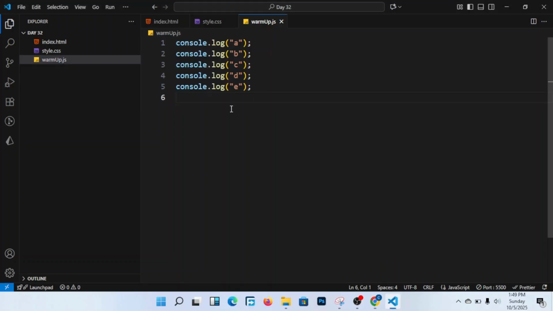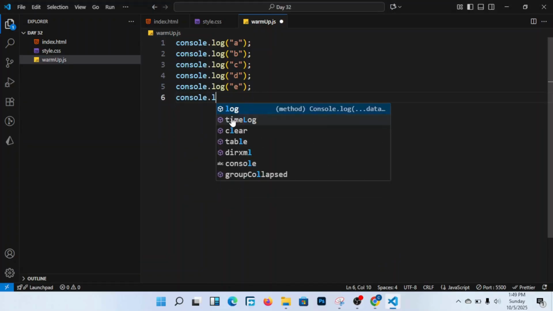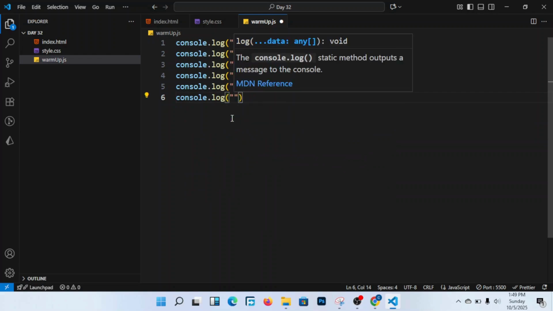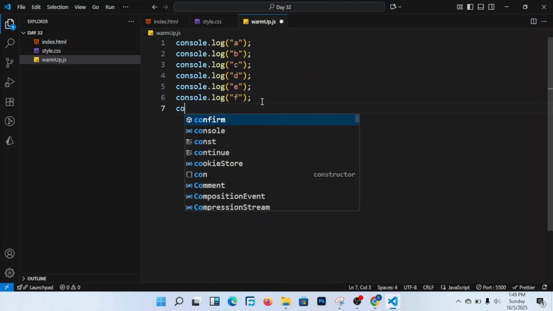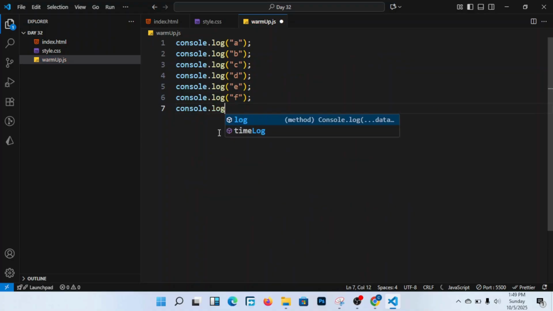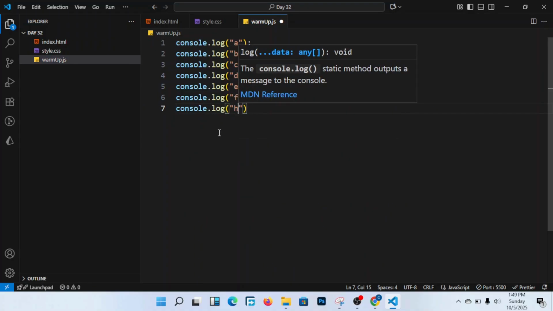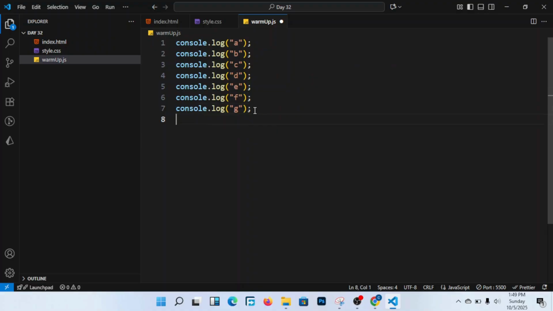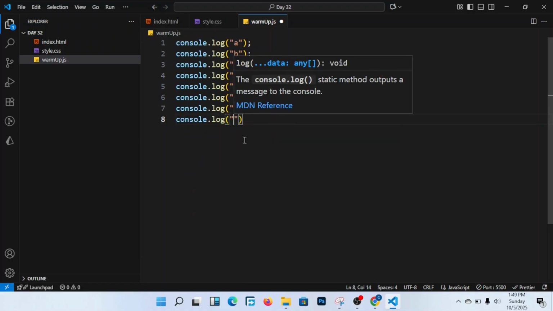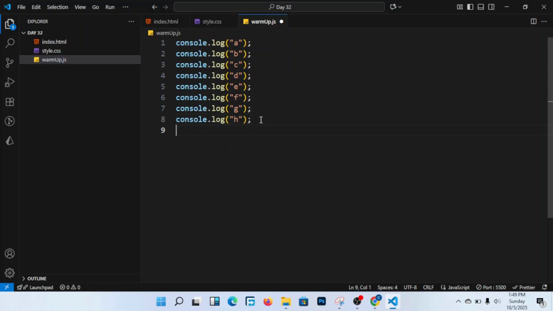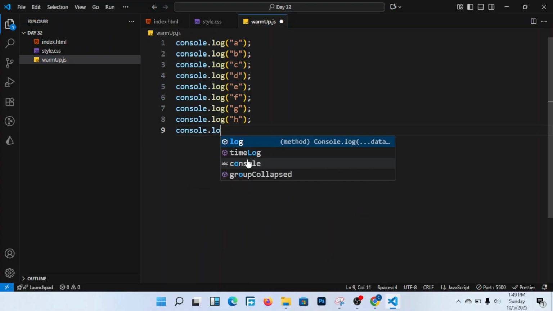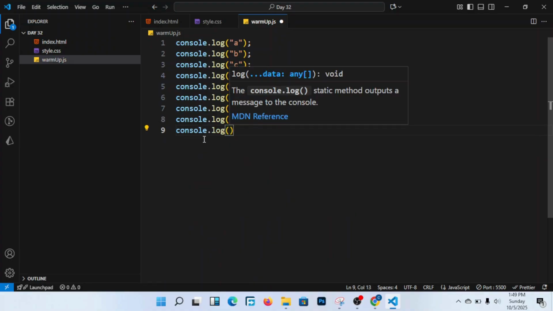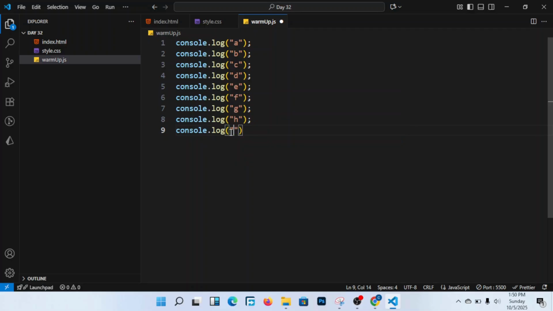Up to Z, up to Z. Console.log, console.log. A, B, C, D, E, F. Console.log. A, B, C, D, E, F, G. Console.log, A, B, C, D, E, F, G, H, okay? Console.log, A, B, C, D, E, F, G, H, I, J, K. I is next, okay?